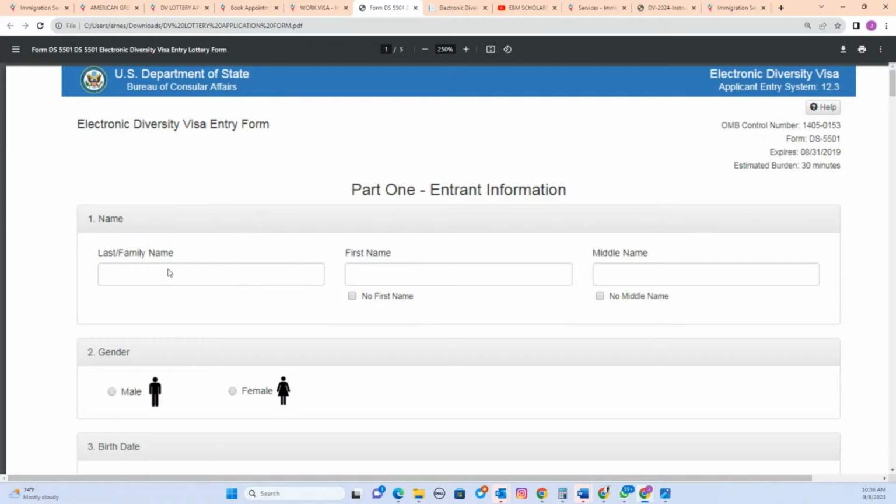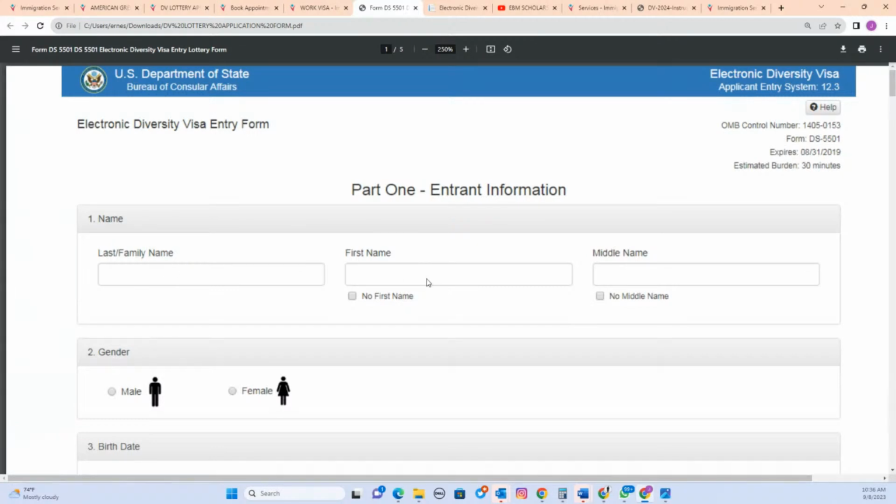Trust me, so many people do not know what their last name is. Go to your passport. The passport will say surname. The surname is the last name. Put that on if you have a passport. That is your family name, which is official. That's what you're going to use.